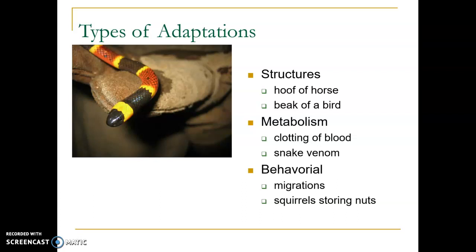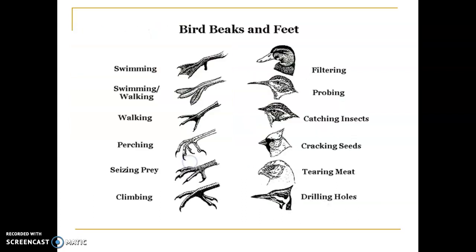The third category here is behavioral. And so the idea that birds know how and when to migrate, that squirrels know how and when to store nuts, you might think of those as actions. So behavioral adaptations are actions that organisms take in order to survive. Mating rituals would fall into that same category.